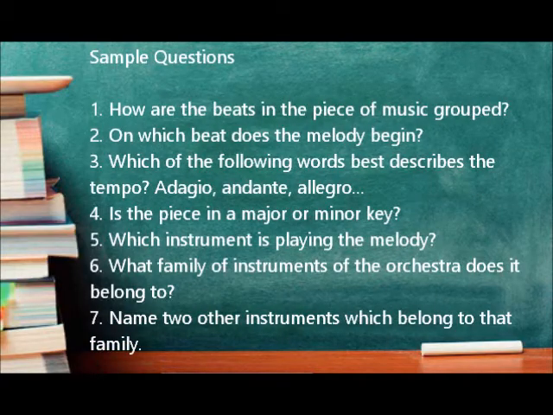How are the beats in the piece of music grouped? Or for older students, what is the meter of the music? On which beat does the melody begin? Which of the following words best describes the tempo? Adagio, andante, allegro. Is the piece in a major or minor key? Which instrument is playing the melody? What family of instruments of the orchestra does it belong to? Name 2 other instruments which belong to that family.